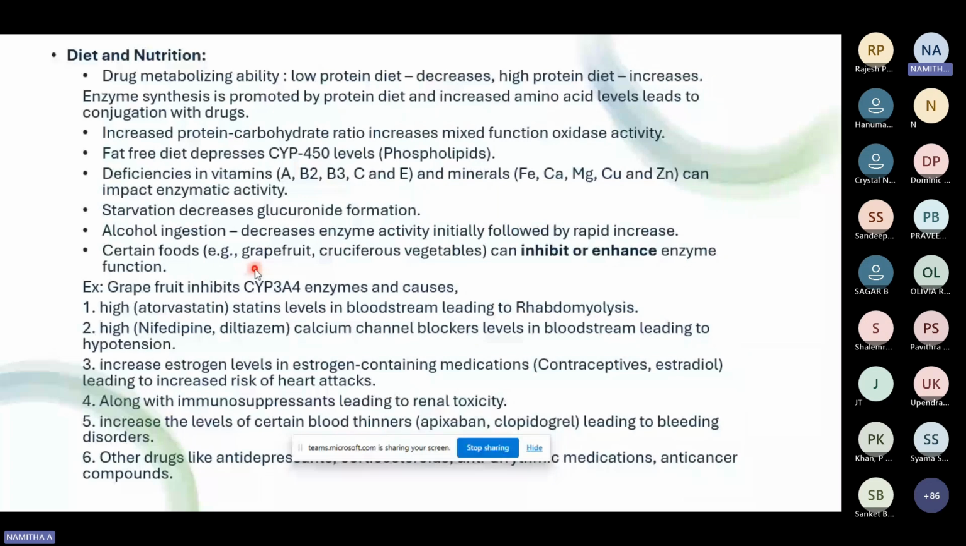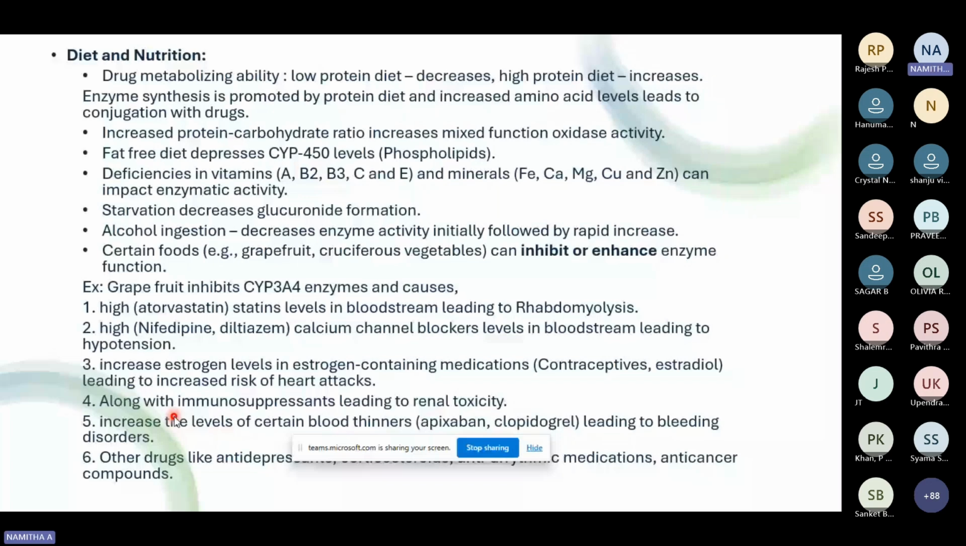Grapefruit, as we know, has high vitamins and nutrition. However, it has a lot of impact on many of the drugs because it inhibits the major enzyme, that is the CYP3A enzyme. Hence, it causes high levels of statins in the bloodstream when administered along with statins, leading to rhabdomyolysis. When it is given along with calcium channel blockers, the levels increase in the bloodstream, leading to hypotension. When it is taken along with estrogen-containing medications, that is contraceptives or estradiol, it increases the levels of estrogen, leading to increased risk of heart attack.